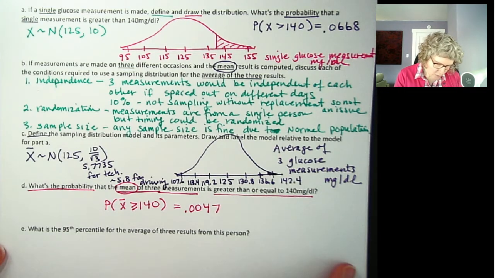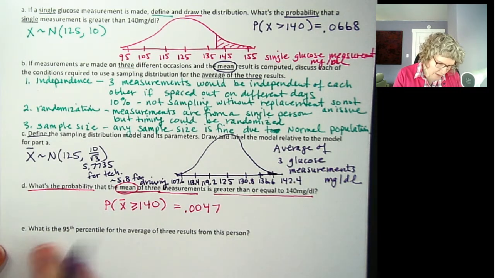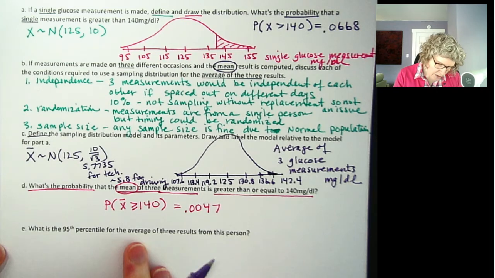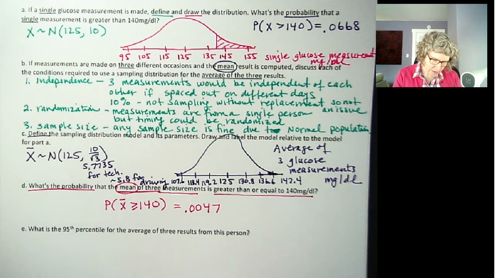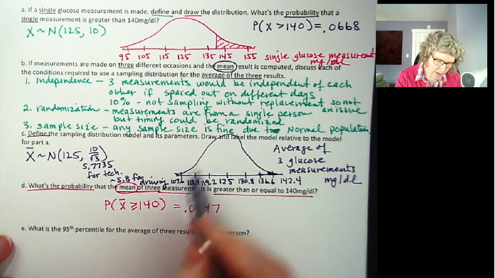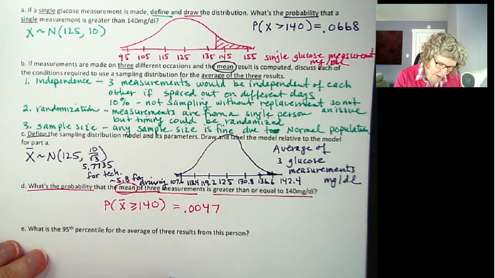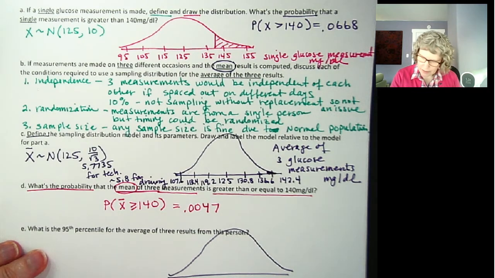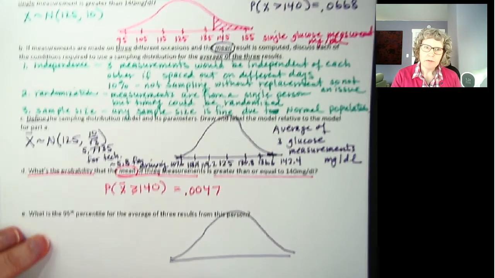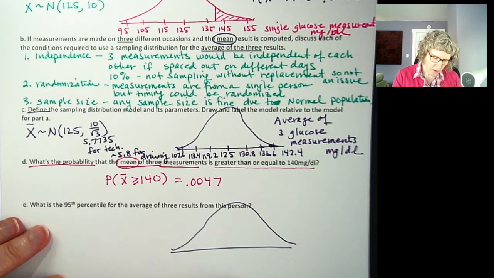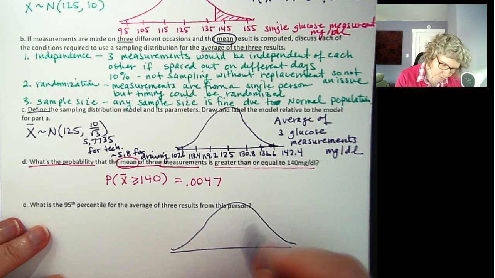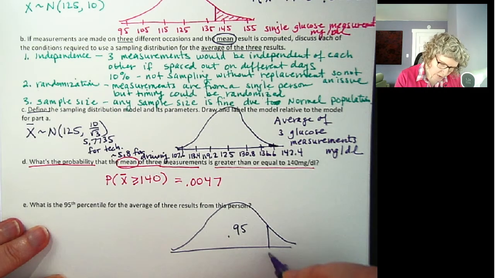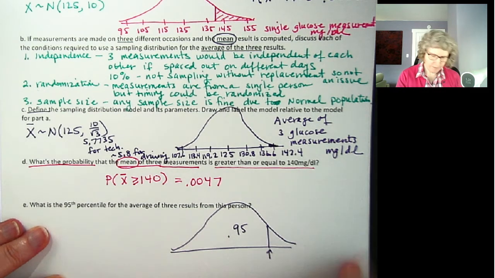Okay, now one more question. What is the 95th percentile for the average of 3 results from this person? Okay, so we're still using this same graph. I'll just make a sketch of it since we've already drawn it. Remember 95th percentile? Percentile always goes to the left. So that means this area would be 0.95, and we're looking for this value.